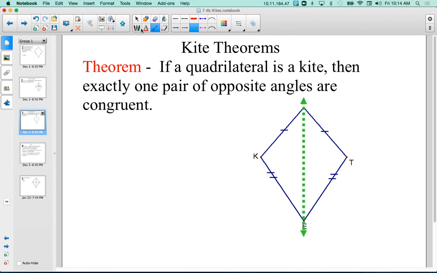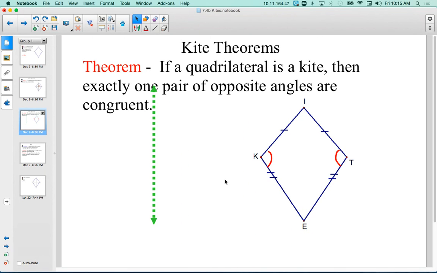In this case, angle K is congruent to angle T. But you've got to be able to identify that line of reflection, because the angles that are opposite that line of reflection are going to be the congruent angles. There's only one pair of congruent angles. If we take that line of reflection out, angle I and angle E are not going to be congruent, because the line of reflection goes through those two.